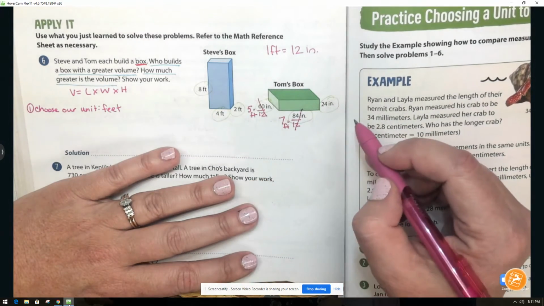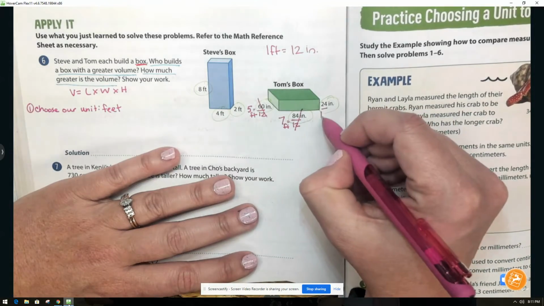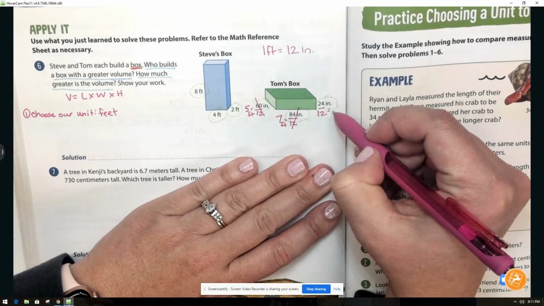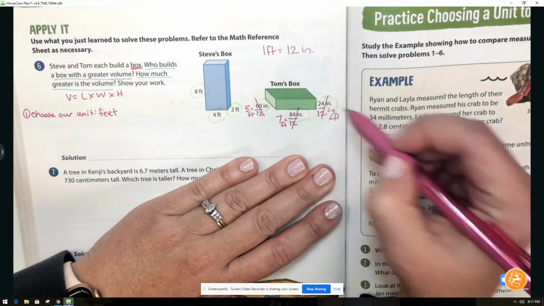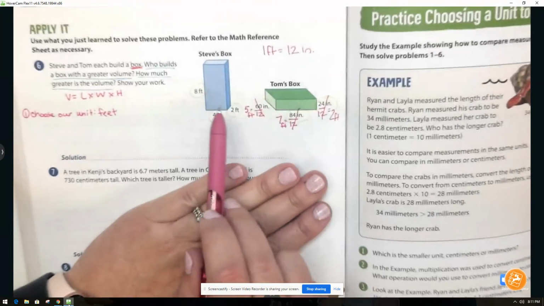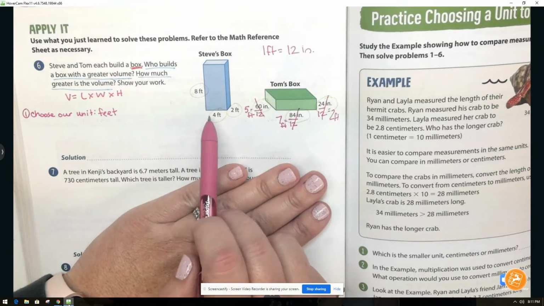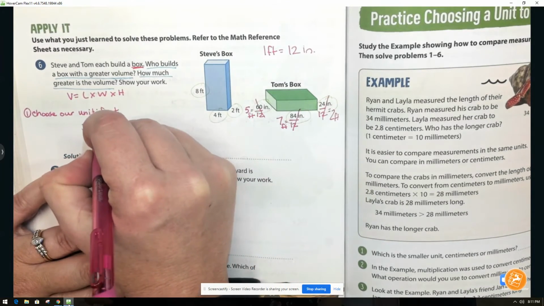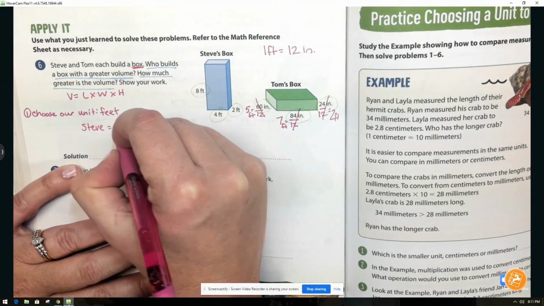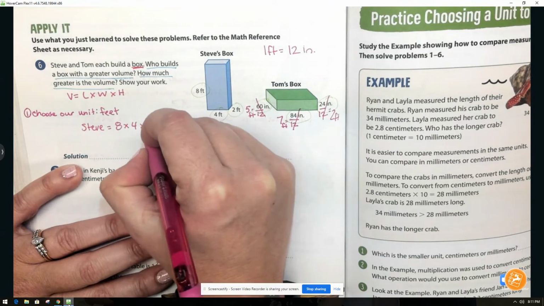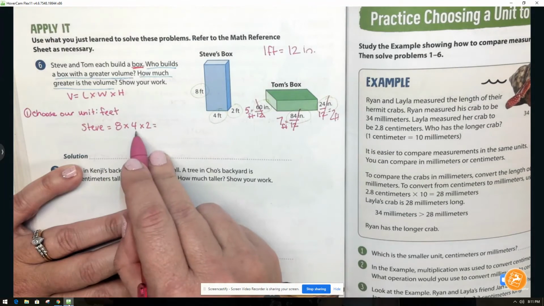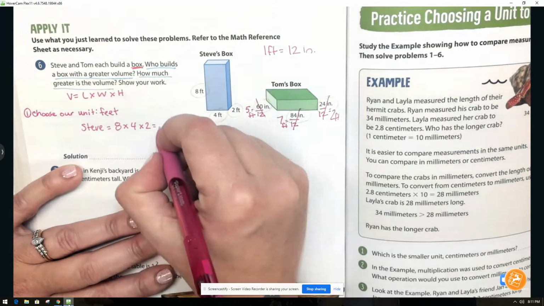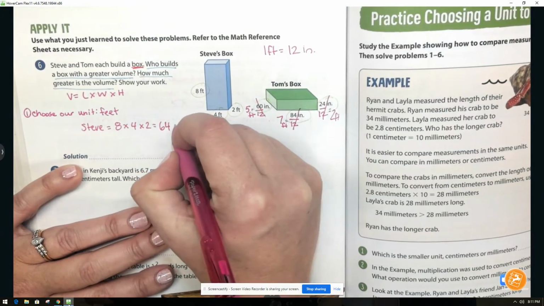And then what is 24 divided by 12? 24 divided by 12 is 2 feet. So now, when we find our volume for Steve's box, we're going to multiply 8 times 4 times 2. So Steve equals 8 times 4 times 2. Well, 8 times 4 is 32. 32 times 2 is 64 feet.